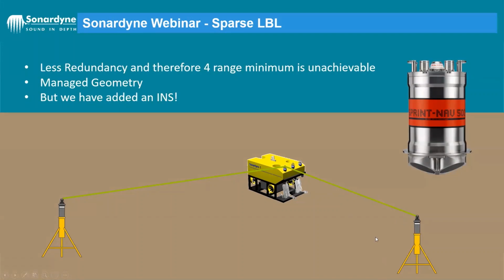As we know, the environmental effects, the short-term effects on an acoustic system, cause fluctuations in position sometimes. So by combining the 2 systems, the INS system and the acoustic system, we've got the best of both worlds. Short-term accuracy of an INS, long-term accuracy of the acoustic system gives us the best of both worlds.